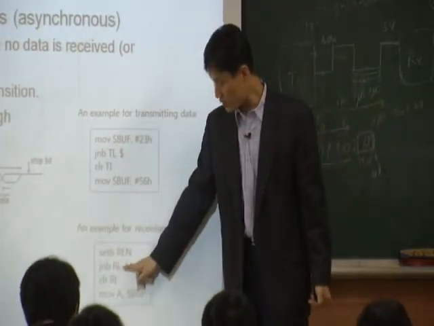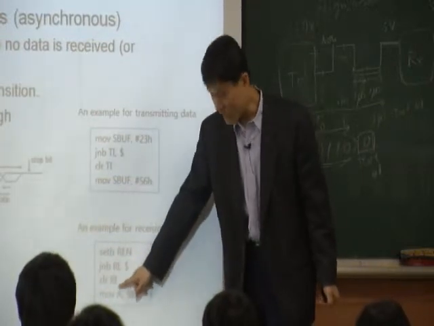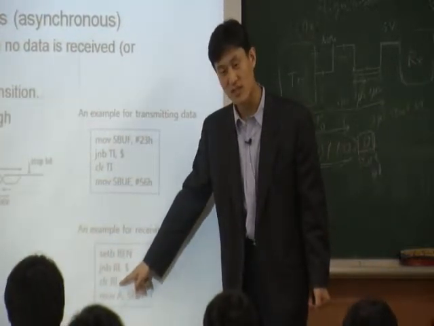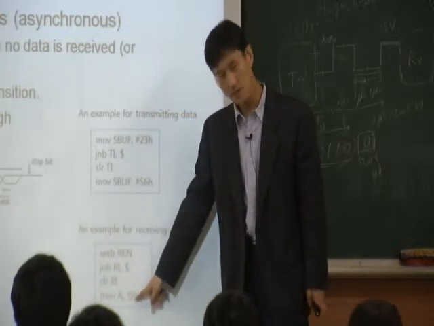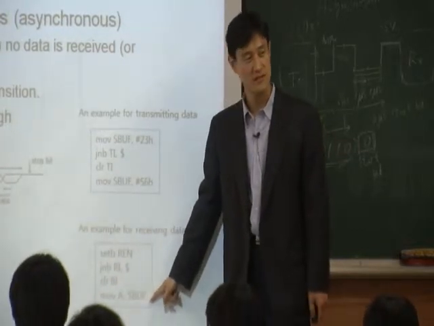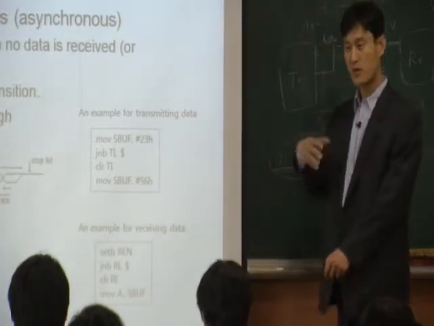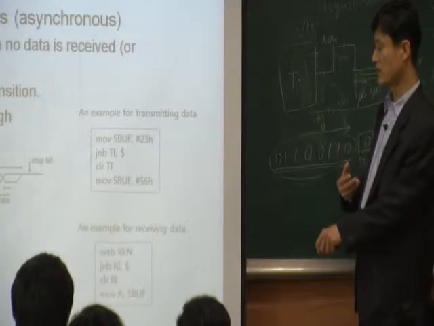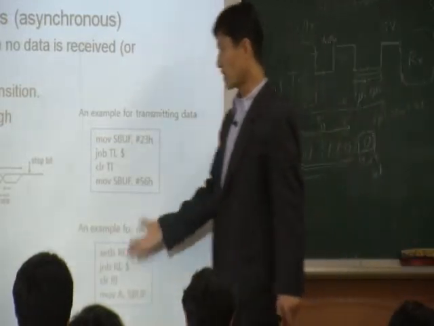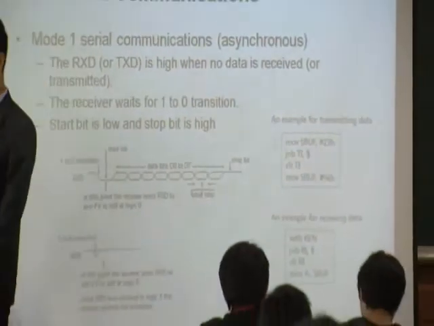So once RI equals 1, you jump out. And what do you need to do? You need to clear RI first. And then simply read it, because the hardware already has that. It's your software's job to read it. That's what you're doing on the receive side.